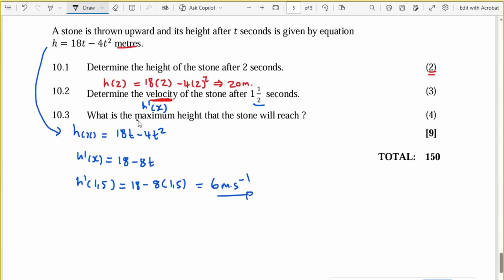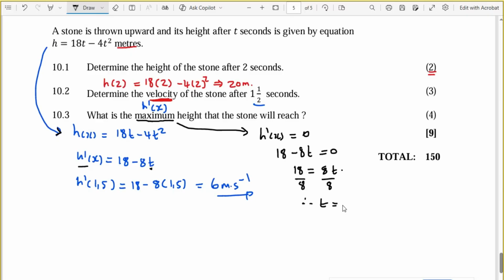What is the maximum? When you see the word maximum, what do we do? Remember, maximum means find the derivative and equate that to 0. So when you see velocity, you find the derivative. Where there's t, you put the time. Now they want the maximum height that the stone will reach. You first find the first derivative, and then you solve for t. We're going to use that time to find the height. We know that the derivative is 18 minus 8t. Equate that to 0 and solve for t. So 18 is equal to 8t, divide both sides by 8.